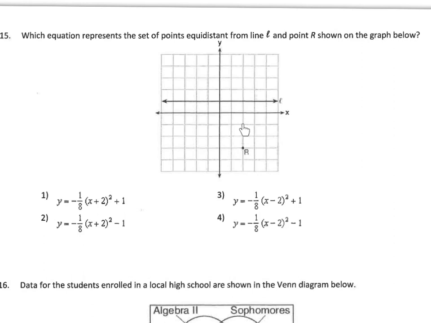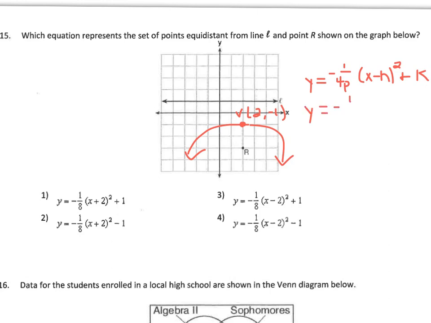So if there's 1, 2, 3, 4 units in between them, the vertex would have to be right here, and the coordinates of that are +2, -1. Okay, now we know a parabola is opening down because it opens away from the directrix. So the equation for a parabola that opens down looks like this. Okay, so let's fill in what we need to.